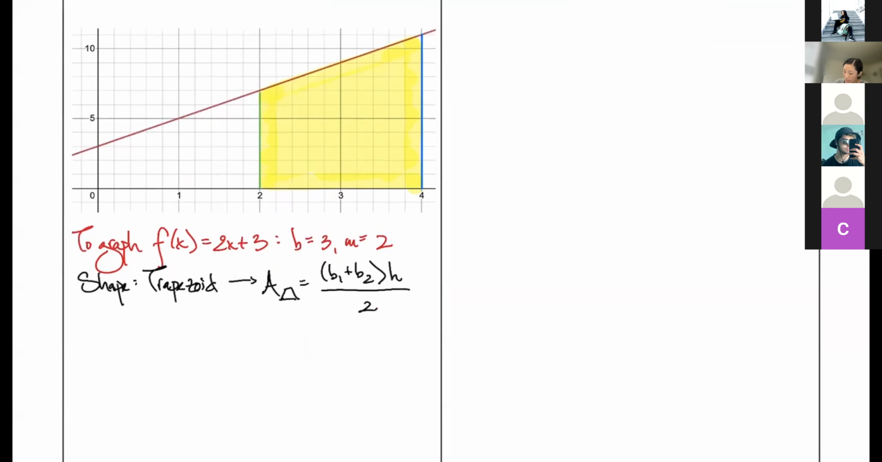All right. So let's plug in our numbers. So area, actually, let's write it using the fancy notation. So the integral from 2 to 4 of the function 2x plus 3, do not forget the dx, equals. Now let's apply the area formula. So we need to know base 1 plus base 2. We need to know the height, and we're going to divide that by 2.